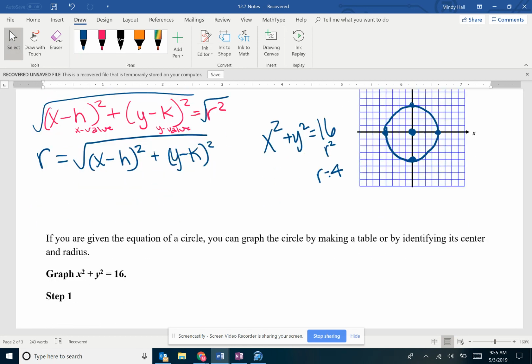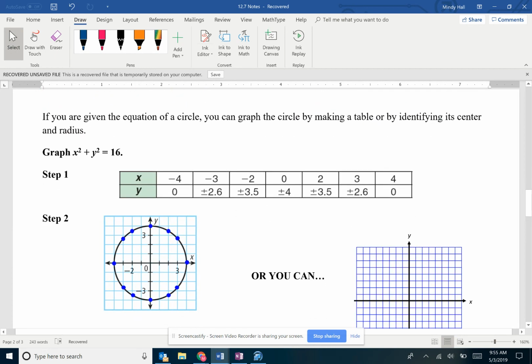So, in order to graph, when you are given an equation of a circle, you can graph it by making a table or by identifying its center and radius, kind of like I just did. So if you notice, if I were to make a table for this x^2 + y^2 = 16, they pick -4, -3, -2, 0, 2, 3, and 4. And you notice they have a lot of decimals, and I generally don't really like decimals. They did plot these points, but again, I generally just kind of hate them.